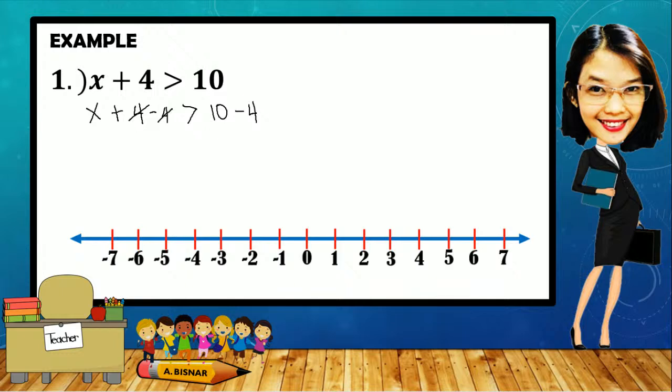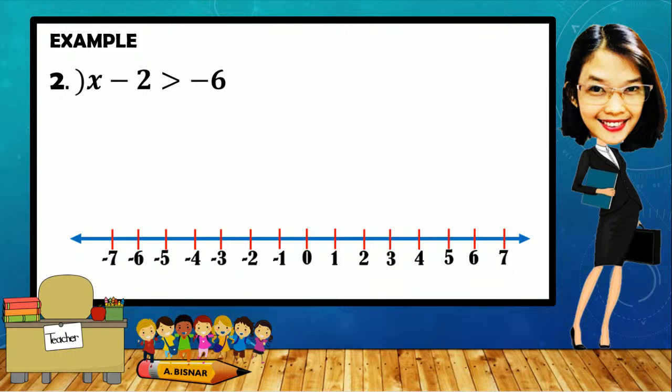What's left on the left side, ano yung natira sa kaliwa, ay x na lang, greater than 10 minus 4, the answer is 6. So, this is now the answer: x is greater than 6. So, hanapin natin yung 6. Since that is just greater than, we will use circle with no shade. At since that is greater than, papunta siya sa kanan.